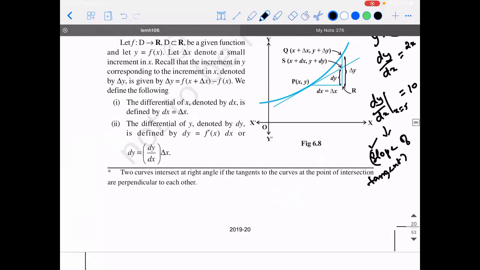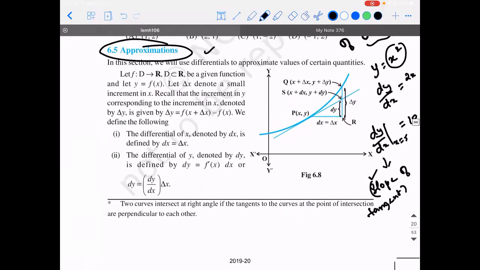Now, let f be a function which is defined from a set D to R, where R stands for real numbers and D is a subset of the real numbers. Let it be a given function and let y equal f of x. So y is a variable which is a function of x.